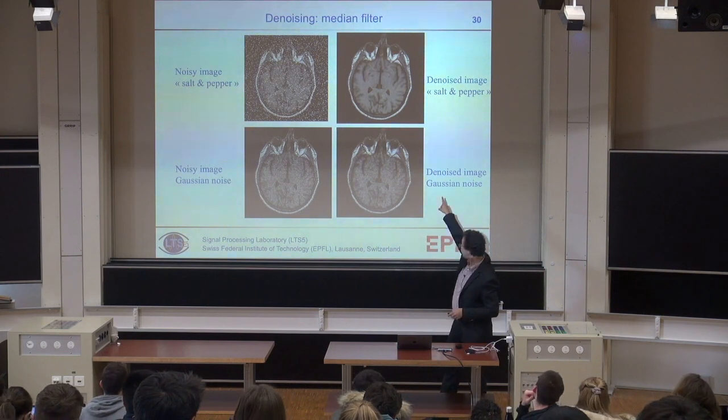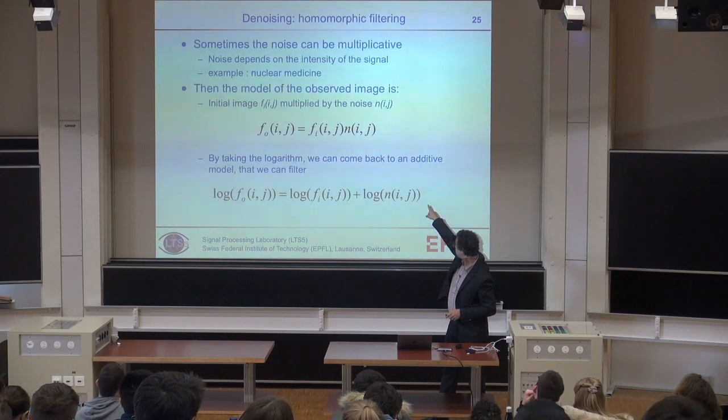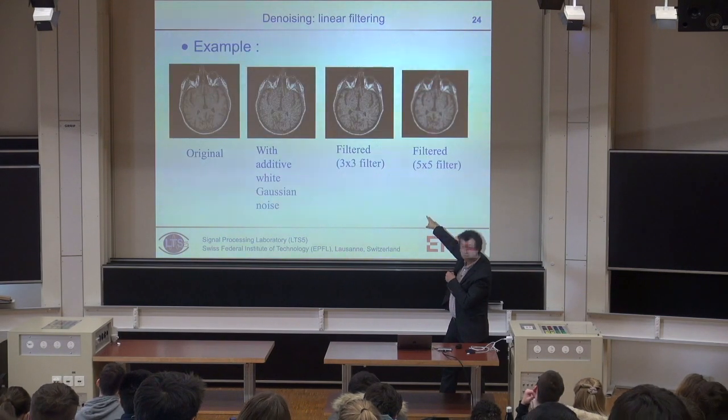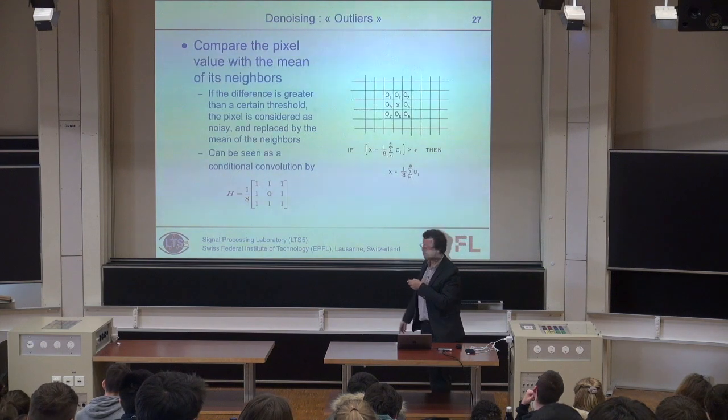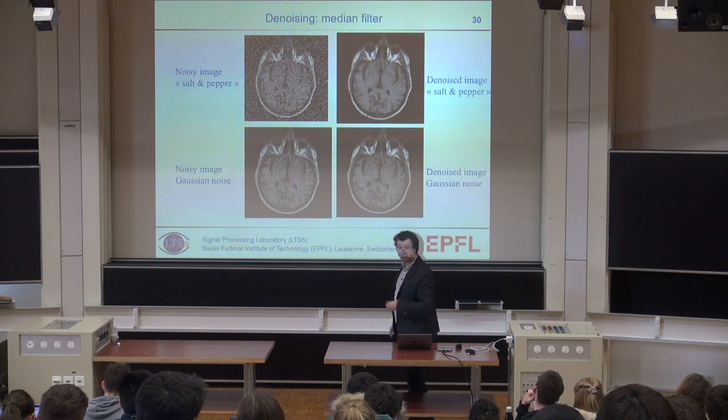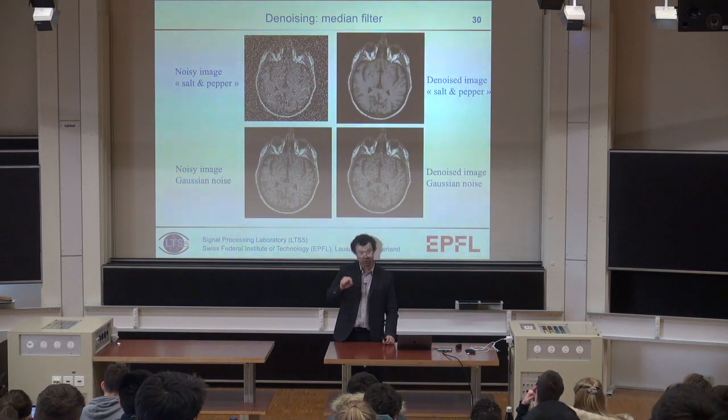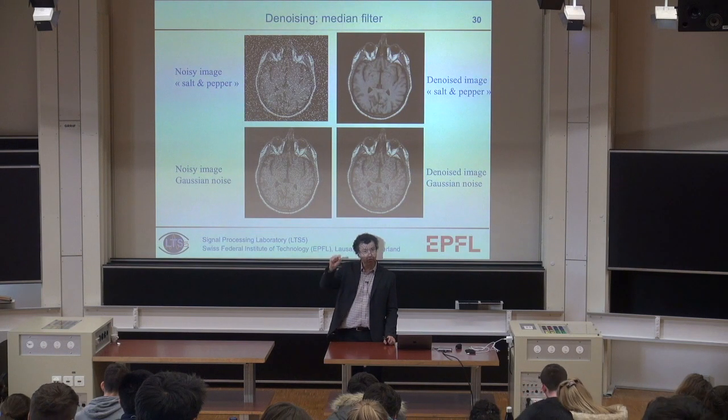And compare that to that. There is an obvious difference: with the median filter, you don't lose the edges. You don't lose the contours. They remain sharp.